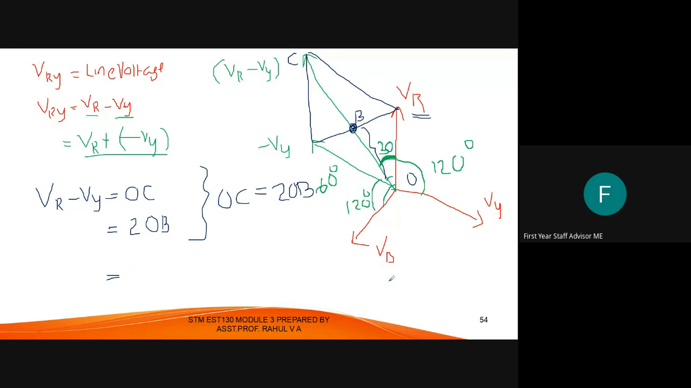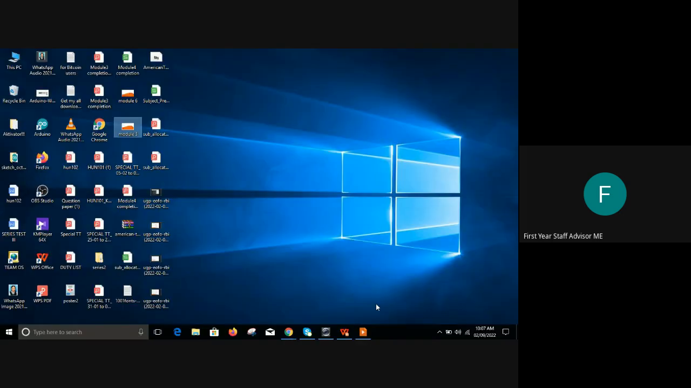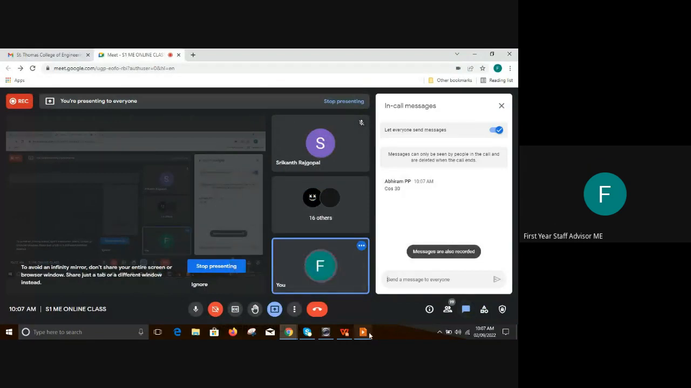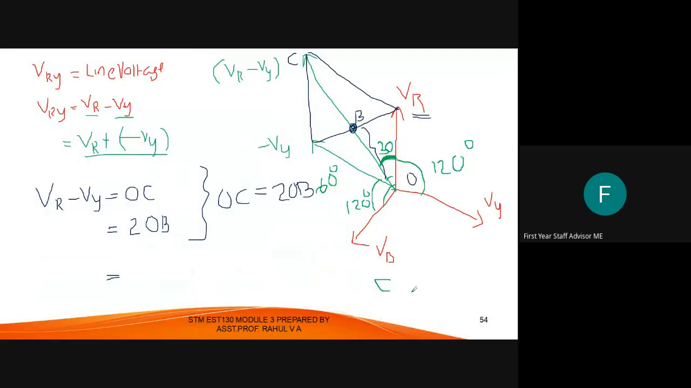Cos 30 is equal to OB divided by VR. Cos 30 is equal to OB, that is the adjacent side, divided by VR. VR is the hypotenuse. So I can write OB is equal to VR into cos 30.